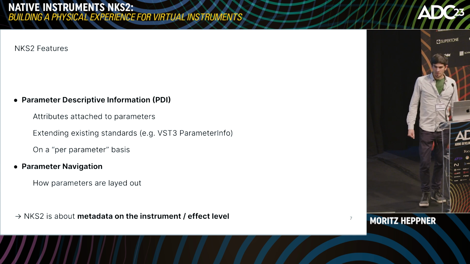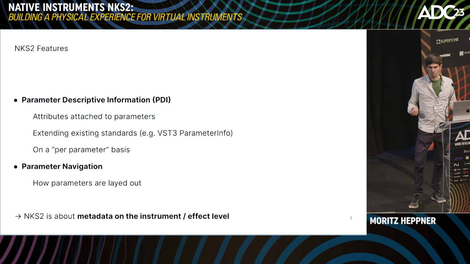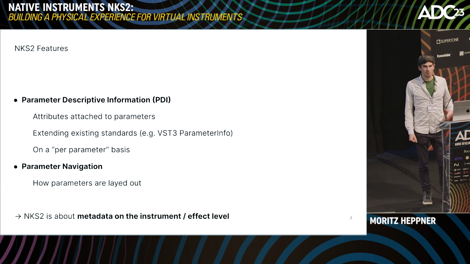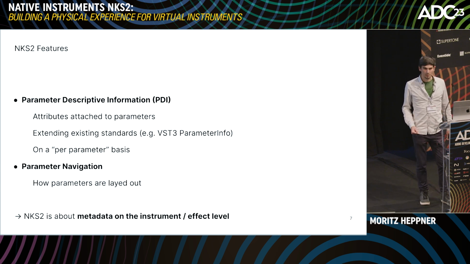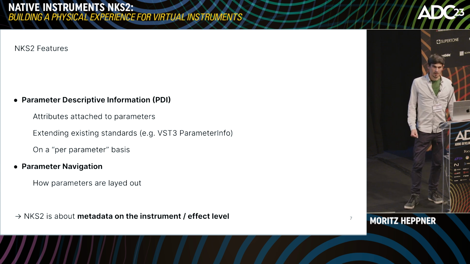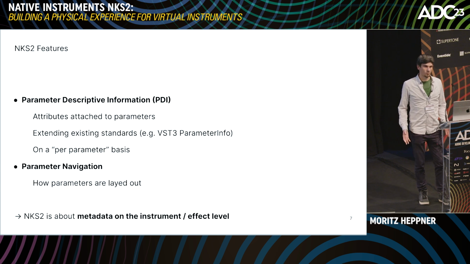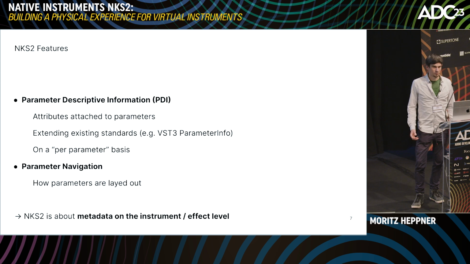When it comes to features, we are mainly talking about two things. Parameter descriptive information. This is all about attributes attached to parameters, for example, to define parameter semantics, right? If your parameter is a toggle, then it should look and feel like a toggle on Control Mark III. There are also other data sources to define parameter semantics, like, for instance, the VST3 parameter info data structure.